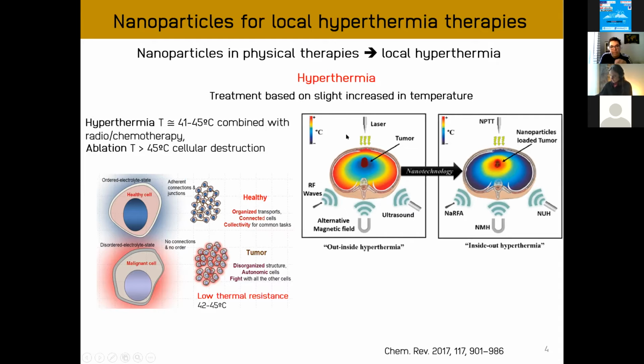They can be used in combination with conventional radio or chemotherapy, increasing the temperature of the cancerous cells up to 41 or 45 degrees, or you can also heat above 45 degrees, causing cell destruction in a process called thermoablation. So there are two main types of hyperthermia.